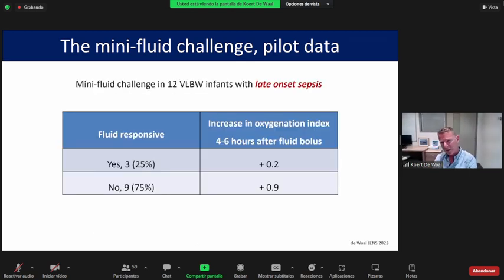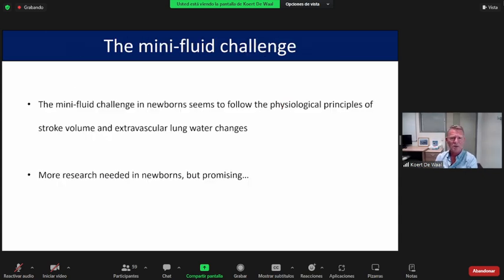What we also found, specifically in the babies with late onset sepsis, is that their increase in oxygenation index 4 to 6 hours after that fluid bolus, same as Arvind found, was actually higher. They needed more pressure and oxygen to maintain the same saturation, which can be explained from the physiology. It seems like this mini fluid challenge in newborns follows the same physiological principles. So we can apply the physiology principles in clinical practice and look at stroke volume and extravascular lung water changes. This is promising, but of course more research is needed, particularly in bigger cohorts.